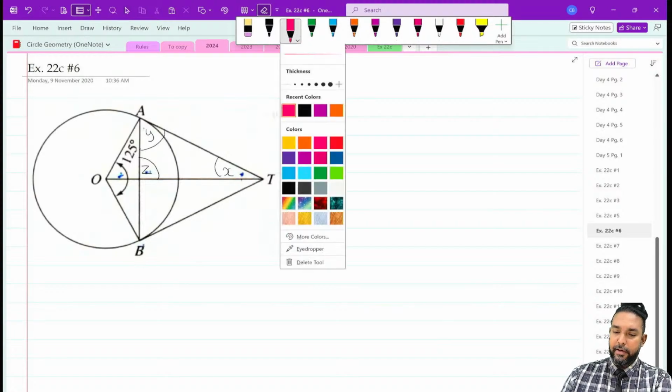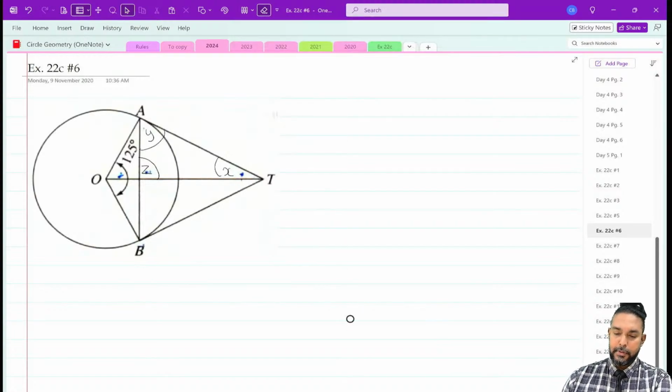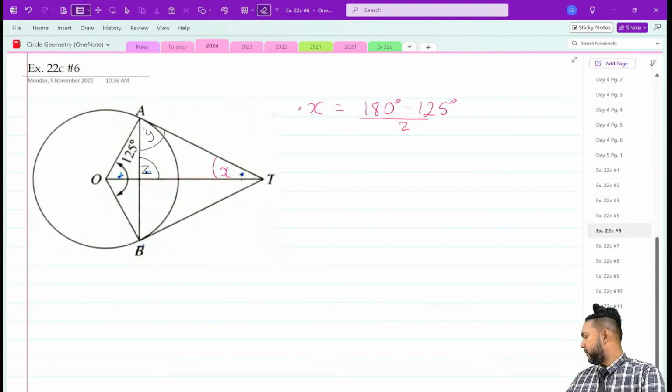Alright guys, let's take a look here and see what we can do. Alright, so let's put this one as X. So that's the angle here, right? But it's half of the angle. So what do we know about the angle at the center of the circle and the angle at the circumference?